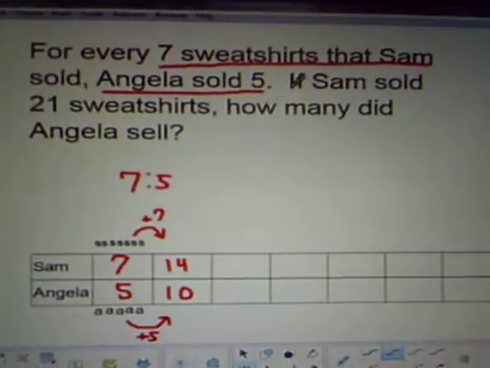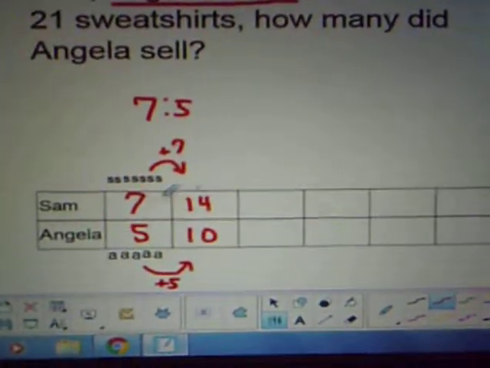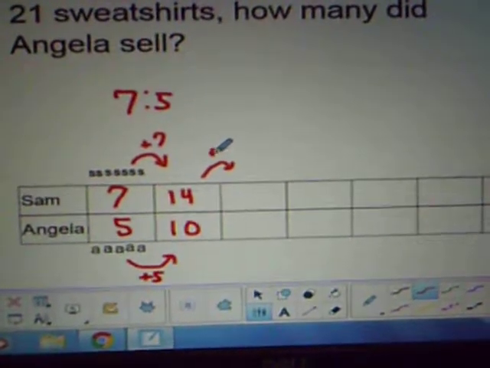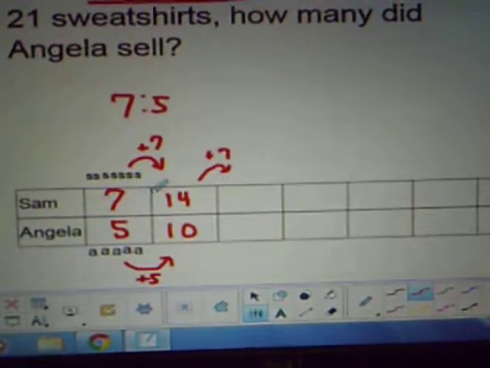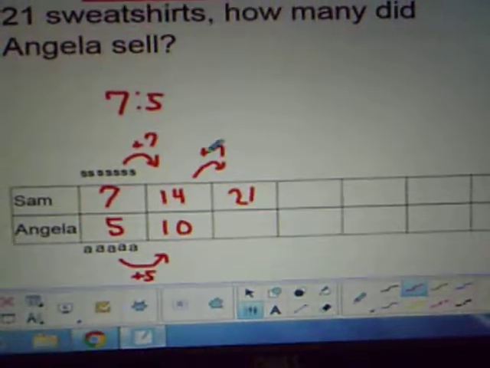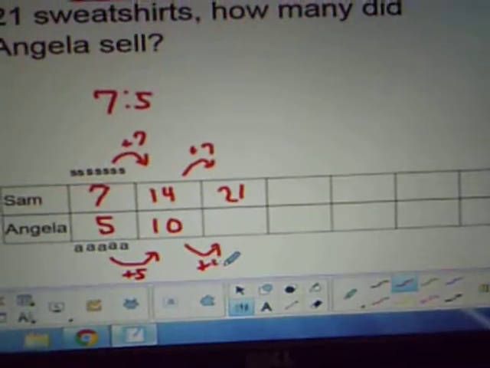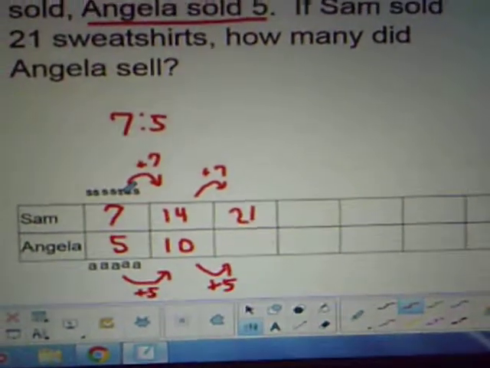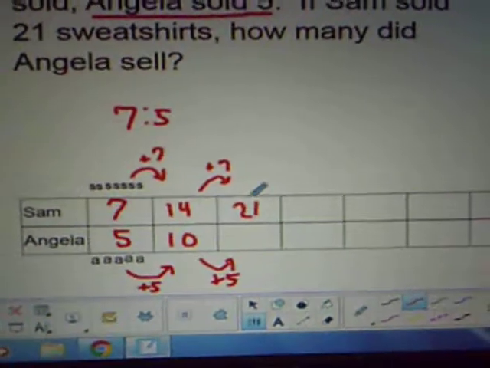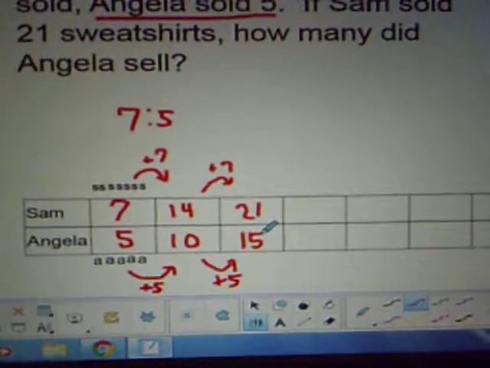But the question is asking if Sam sold 21, how many does Angela sell? So I got to keep going. Add 7 more. So I add 7 more shirts up here. If Sam sells 7 more shirts, that'll give her 21 shirts. If Sam sells 7 more shirts, that means Angela is going to be selling 5 more. Because again, the ratio is 7 to 5. Every time Sam sells 7 more, Angela sells 5 more. So when Sam sells 21 shirts, Angela sells 15.